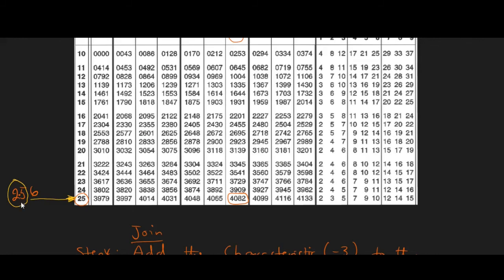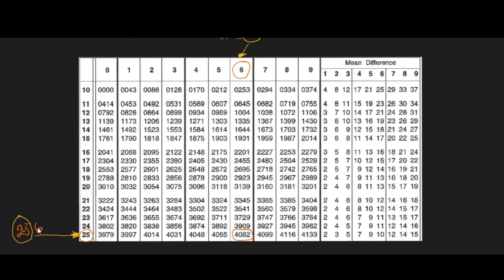Ignoring the decimal point, the first 2 digits is 25. So we will go to the row and look for the number 25. Then we will look for the third digit, that is the number 6. So we look in the column 6. So the column 6 and the row 25 leads us to the number 4082. Since there is no fourth digit, we will not bother with the mean difference column. That means that the Mantissa part is 4082.